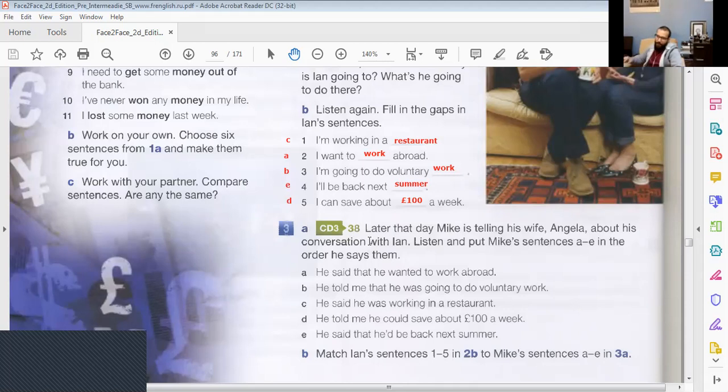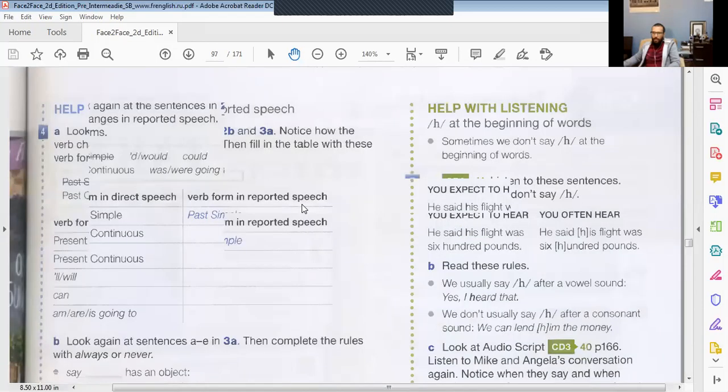Okay. So do you see how these sentences slightly changed, right? When Mike reported the information to his wife, each time there were a few grammatical changes. All right. So this is called reported speech. It's a grammatical rule. Now we're going to go to number 4, and we want to find out exactly how this works. How do we change these sentences?